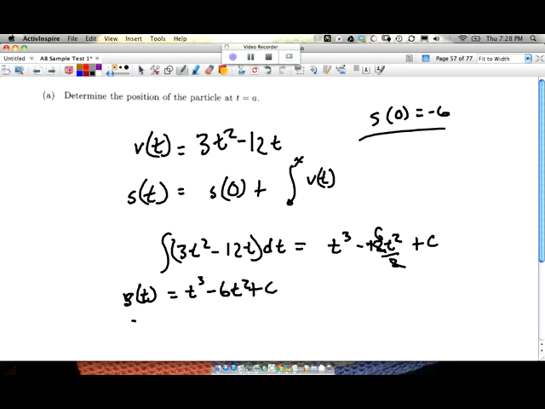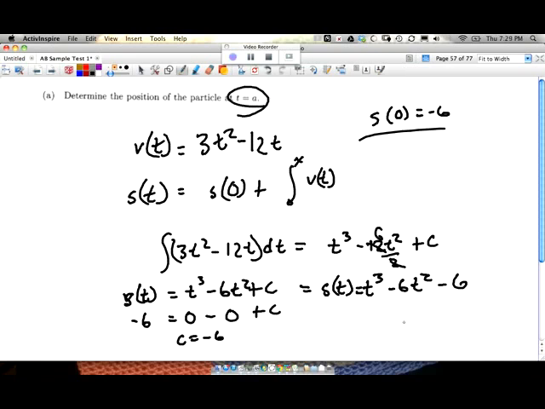Well, we know that if we plug in 0, we get negative 6. So negative 6 equals 0 minus 0 plus c. So guess what? C equals negative 6. Alright, so s of t equals t cubed minus 6t squared, and then plus a constant, which in this case is negative 6. Okay, so it's saying at t equals a, all that's really saying is plug in a. That's easier than you think. s of a equals a cubed minus 6a squared minus 6. Check, done. There is the answer for part A.